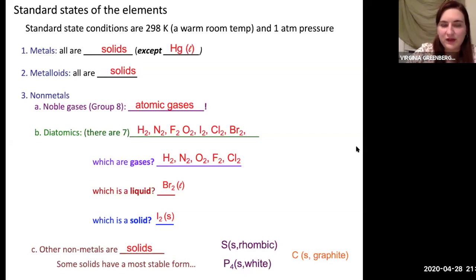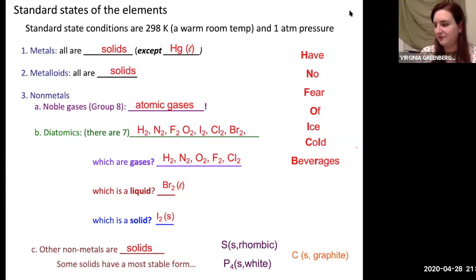So, more or less, if you can remember that pretty much everything exists as a solid, mercury is weird, the noble gases are gases, and then the diatomics, you're good to go for the standard state of the elements. And so there is one tool we have to help us remember the diatomics and how they exist. And that is the expression, have no fear of ice-cold beverages. And so each of those words corresponds to one of these diatomic states.